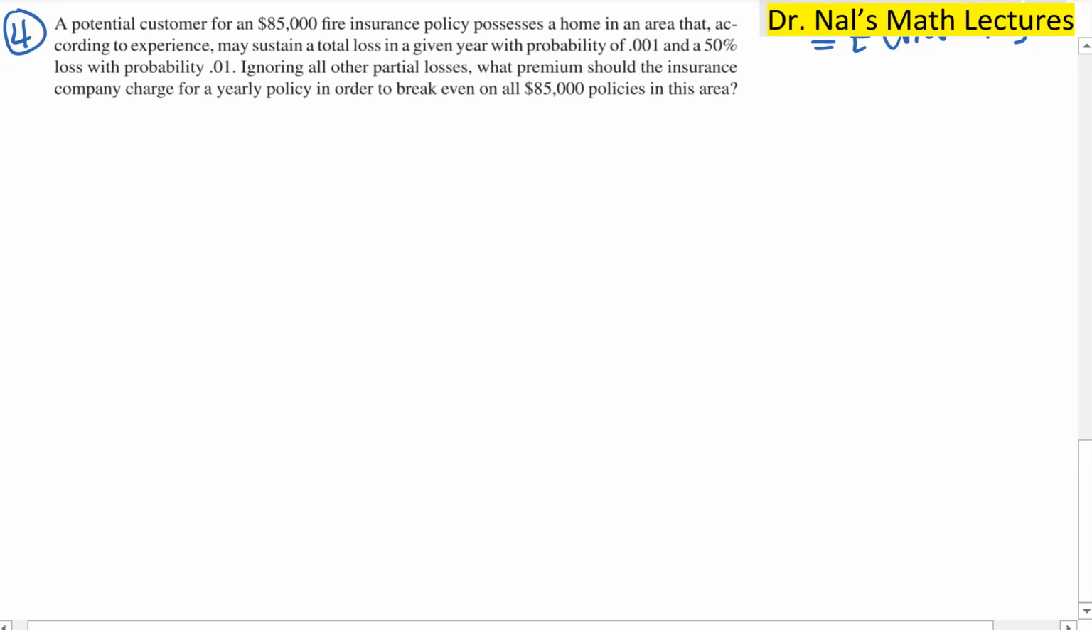A potential customer for an $85,000 fire insurance policy possesses a home in an area that, according to experience, may sustain a total loss in a given year with probability 0.001 and a 50% loss with probability 0.01, ignoring all other partial losses. So basically there are 3. So if X represents the random variable associated with losses, so dollar losses, X can be, well, the loss can be as high as, I think, everything, right? $85,000 loss.